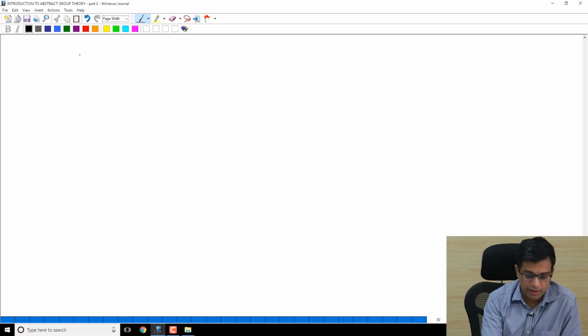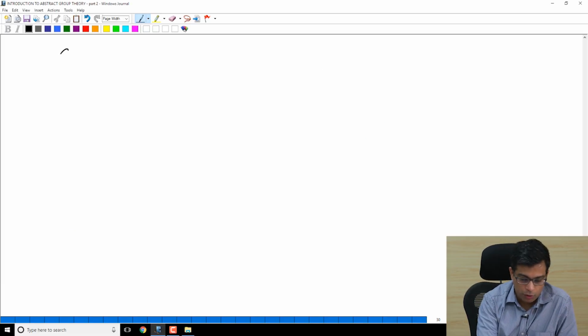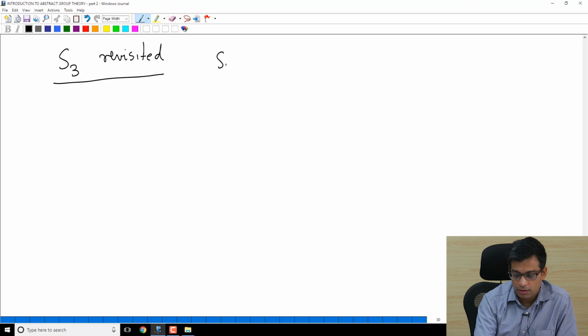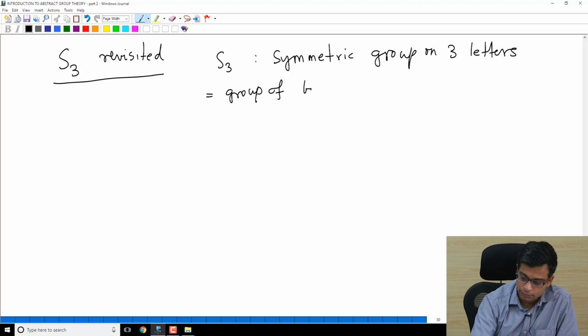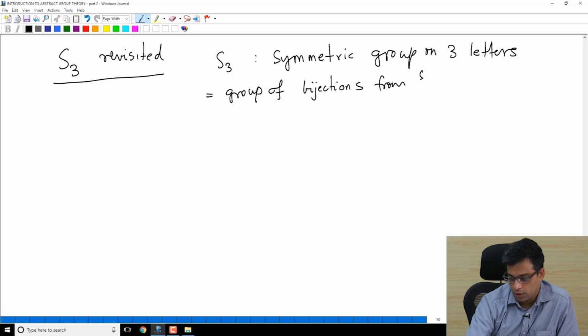Okay, so I want to illustrate this with an example. So I'm going to revisit one of the first groups that we studied, S3 revisited. So S3, remember, is the symmetric group. The terminology I want to use is symmetric group on 3 letters. In other words, it is the group of bijections from a 3-element set to itself.